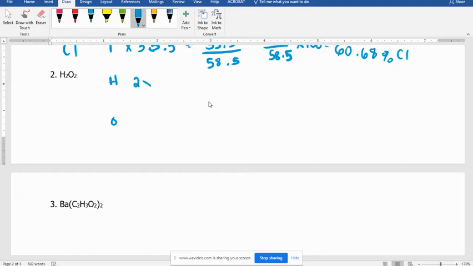We have 2 hydrogens at 1.0 each. We have 2 oxygens at 16.0 each. So that gives us 32.0 for our oxygens and 2.0 for our hydrogens. Then we are going to add those together, so they add up to be 34. And we're going to take our part over our whole.